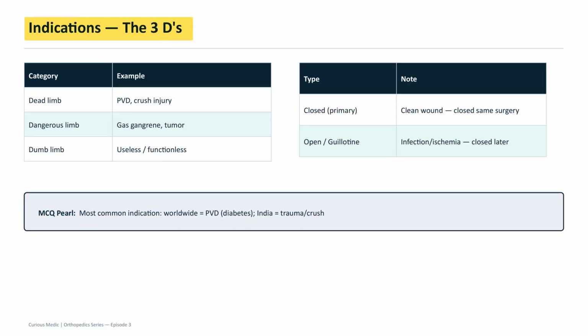Now, all indications for amputation can be grouped under 3 categories, the 3Ds. The first is a dead limb. The limb has no viable blood supply. Examples include peripheral vascular disease and crush injuries.